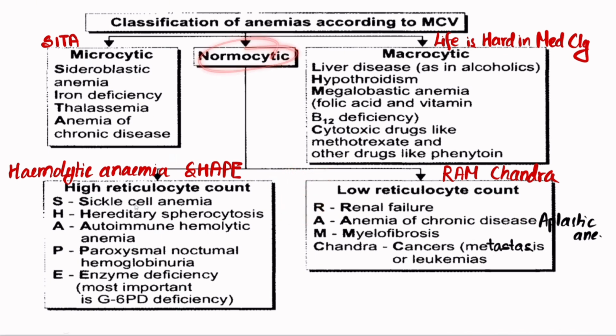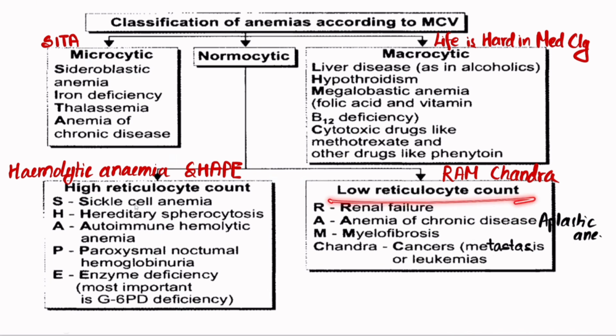So you have normocytic with high reticulocyte count. This is seen in SHAPE: S for sickle cell anemia, H for hereditary spherocytosis, A for autoimmune hemolytic anemia, P for paroxysmal nocturnal hemoglobinuria, E for enzyme deficiency anemia, or G6PD deficiency anemia. So in all these cases, there is a decrease in the number of red cells due to hemolysis of red cells. That's why they are also called hemolytic anemia, which can either be intravascular or extravascular.